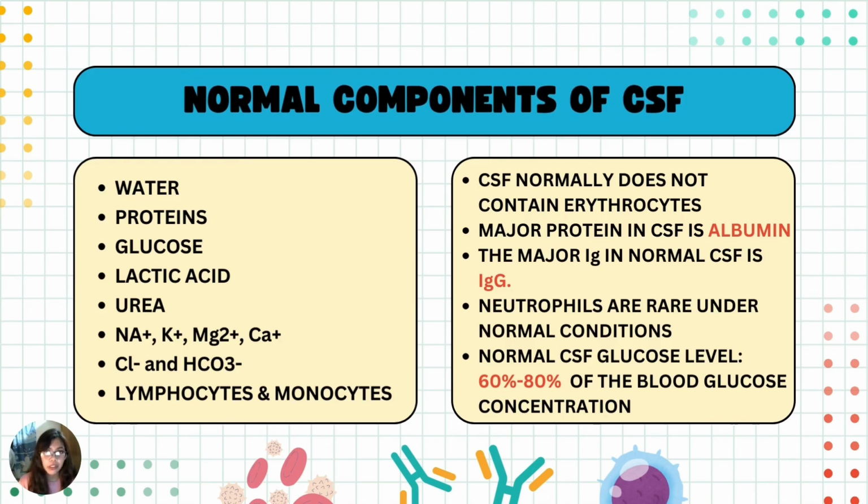We have the water, which provides a medium for the diffusion of nutrients and waste products. We have the proteins, such as the albumins and immunoglobulins. We have the glucose, which provides an energy source for the brain. We have the lactic acid, urea, sodium, which is the most abundant ion in the CSF for maintaining osmotic balance, potassium, which helps in maintaining the resting potential of the neurons.